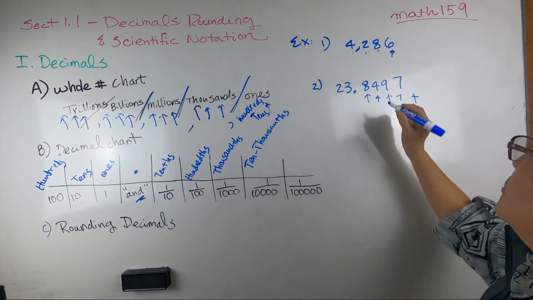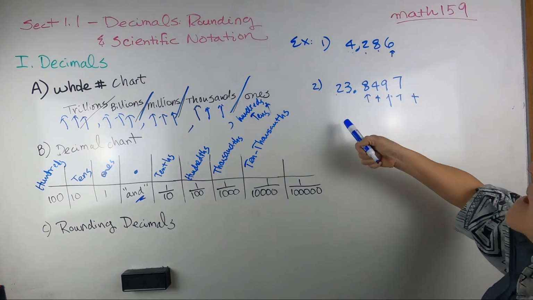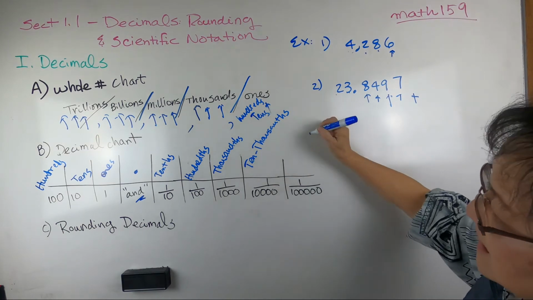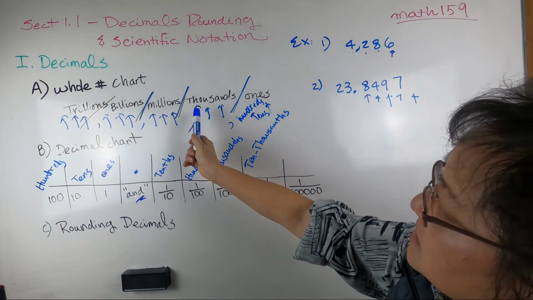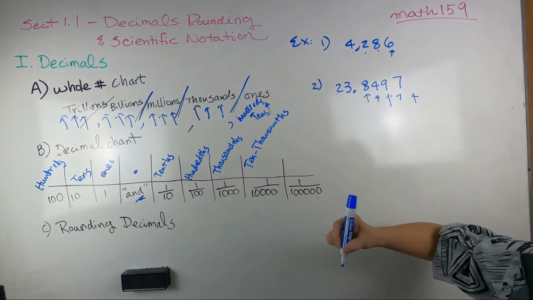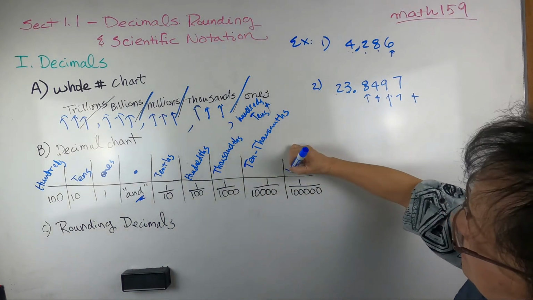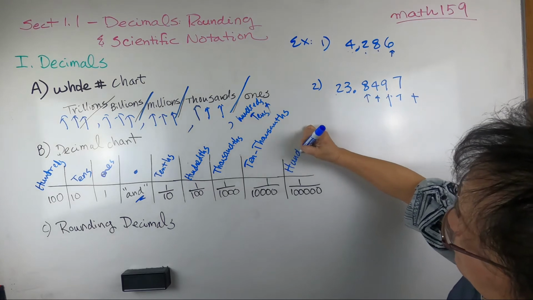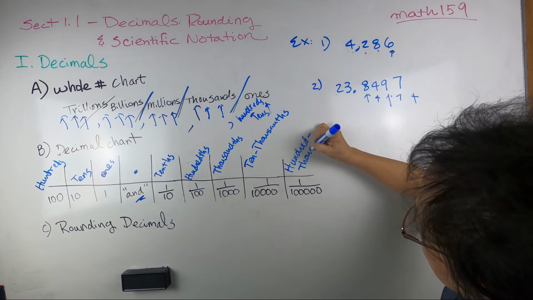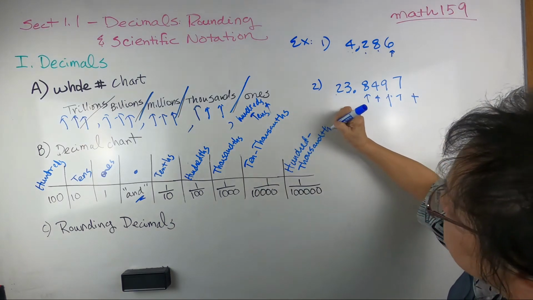right? We don't use commas after the decimal point, only before the decimal point, right? The next one, same thing as here, 1,000, 10,000, 100,000. So that's the decimal position. That would be what? 100,000th position.